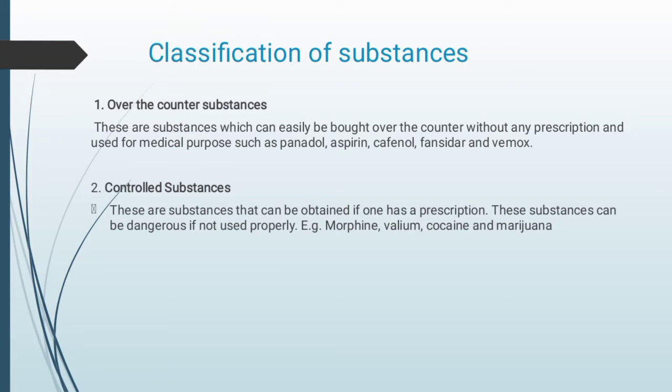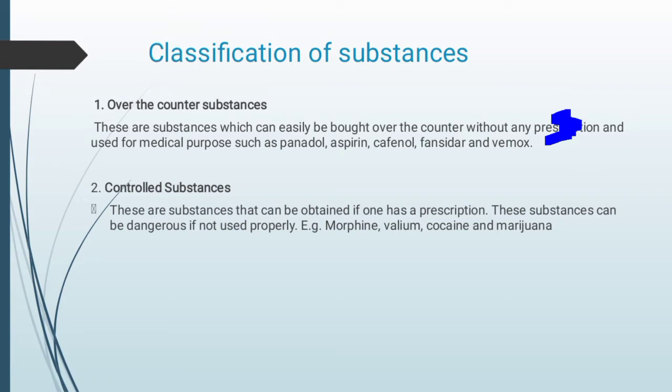What are these over-the-counter substances? Over-the-counter substances are those substances which can easily be bought over the counter without any prescription and used for medical purposes, such as Panadol, aspirin, Cafenol, Fancida, and Vemox. No prescription from the doctor or any medical expert is needed. You can just go in the shop: I need Panadol, give me Cafenol. They will give you. Those substances are referred to as over-the-counter substances.